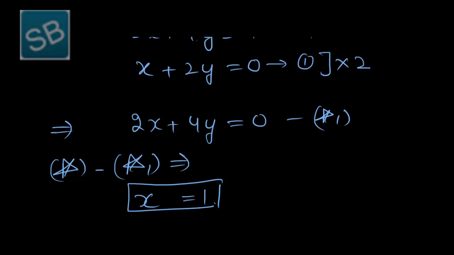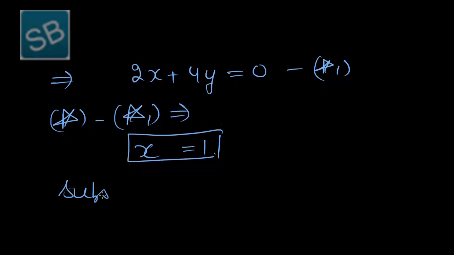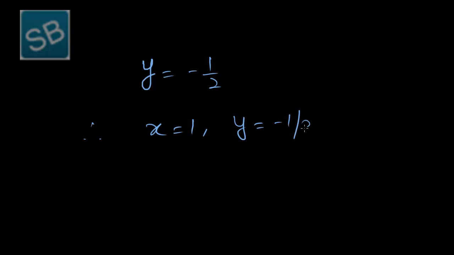So substitute the value x equal to 1 in equation 1. Then we get 2y is equal to minus x, that is 2y is equal to minus 1. That also implies y is equal to minus half. Therefore, x is equal to 1 and y is equal to minus half are the required values of x and y.